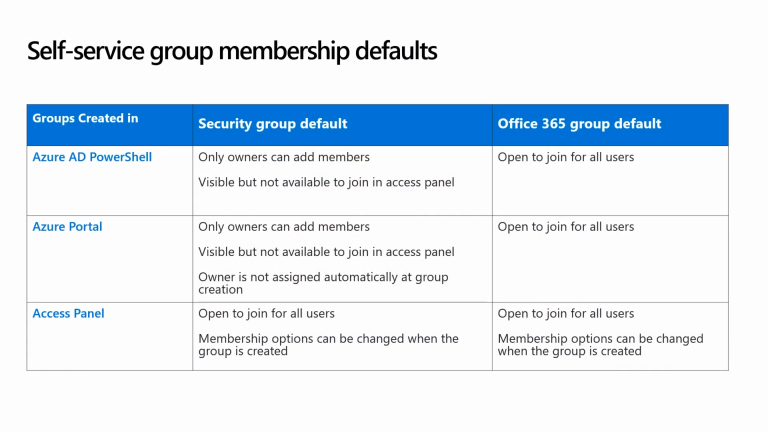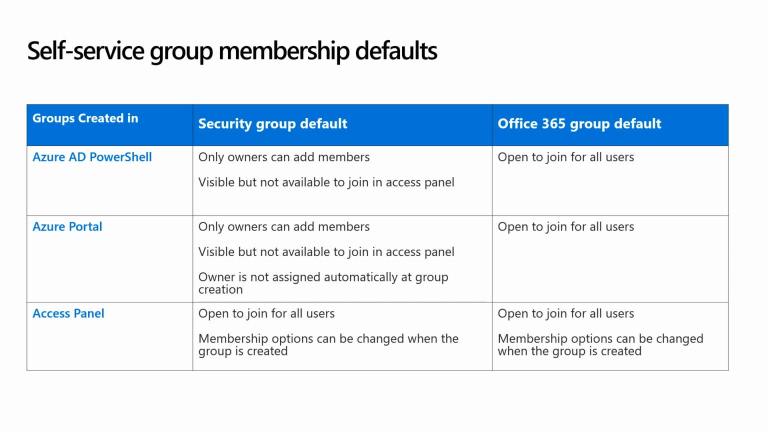The owner of the group can approve or deny membership requests and can delegate control of the group membership. Self-service group management features are not available for mail-enabled security groups or distribution lists. Also, when security groups are created in the Azure portal or using Azure AD PowerShell, only the group's owners can update membership. Security groups created in the Access panel and all Office 365 groups are available to join for all users, whether owner-approved or auto-approved.